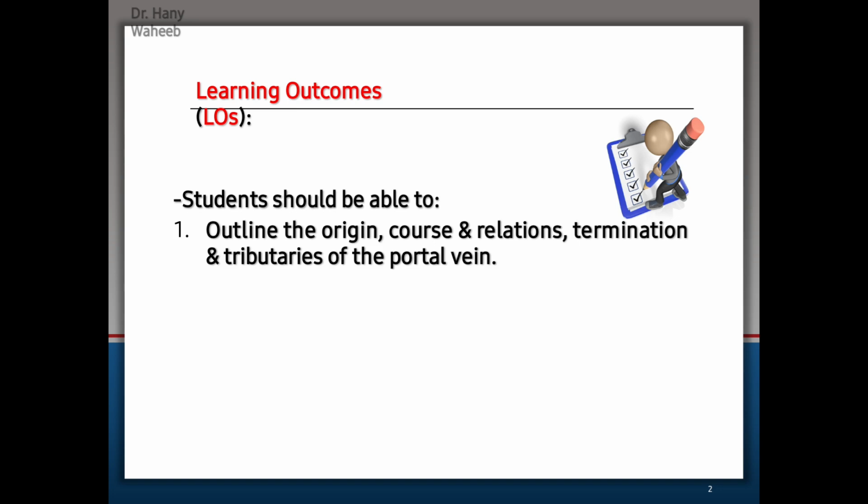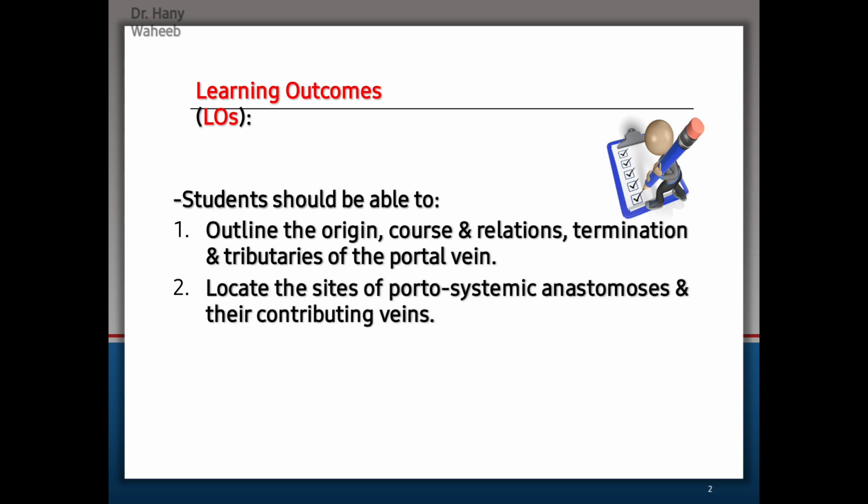This is the anatomy of the portal vein. How and where it starts, this is the origin, its course and relations to adjacent structures, its termination at the porta hepatis of the liver, and the tributaries of the portal vein. So number one is the anatomy of the portal vein.